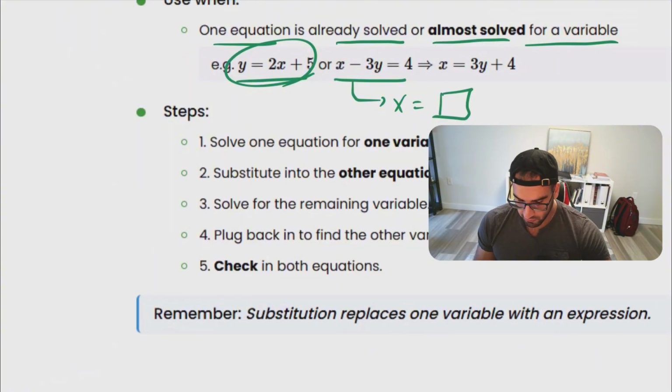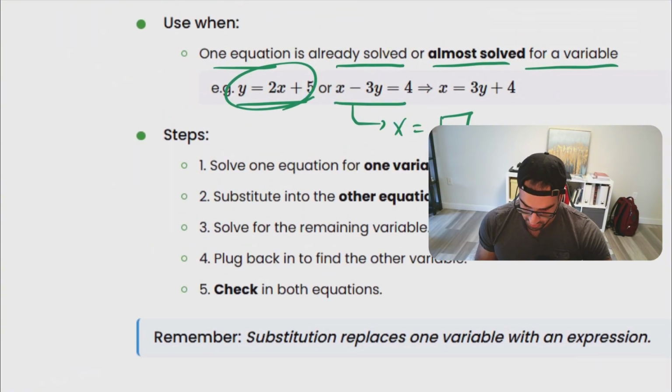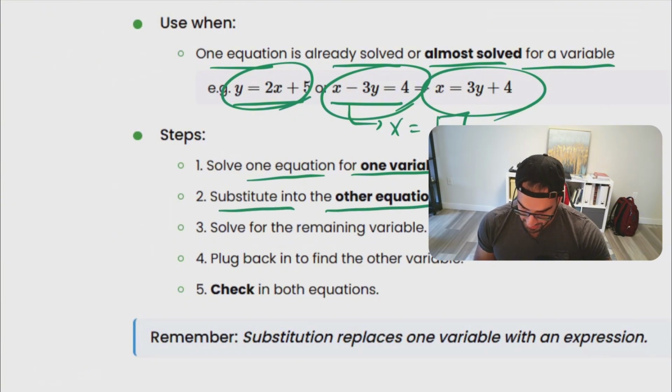So these are 5 steps for how you can do the substitution method. Again, solve one equation for one variable, the thing that we just did over here. Substitute into the other equation. Remember that this is the other equation. We have to use another one as well. We have to use everything that we have in order to find the answer. It means that as soon as you find your x, just put it over here. Solve for the remaining variable.